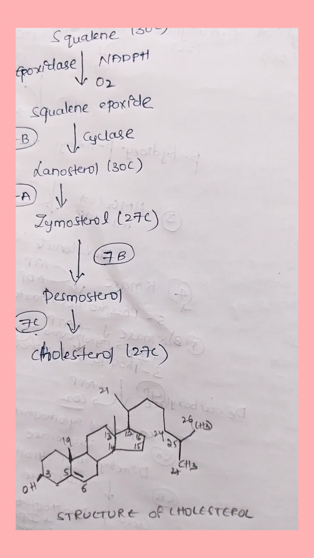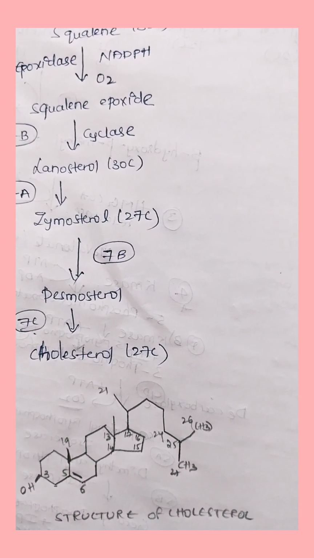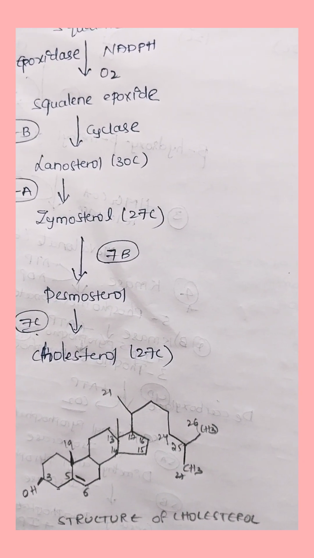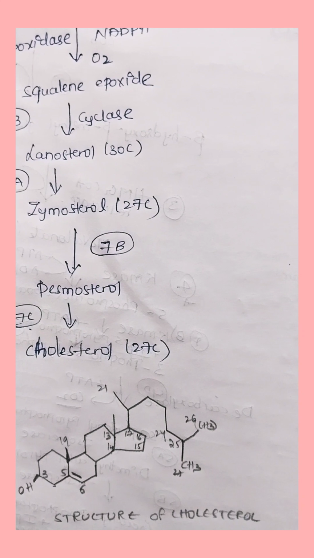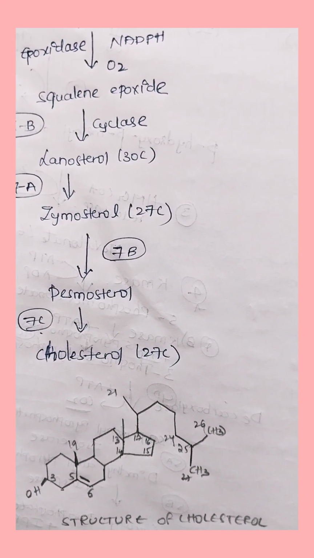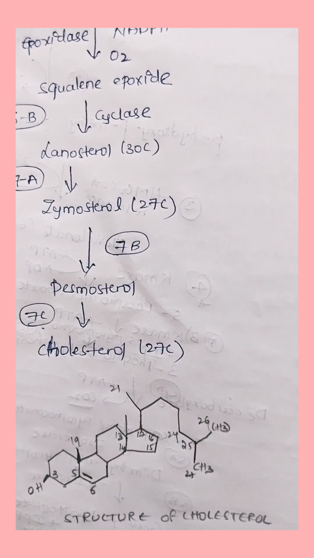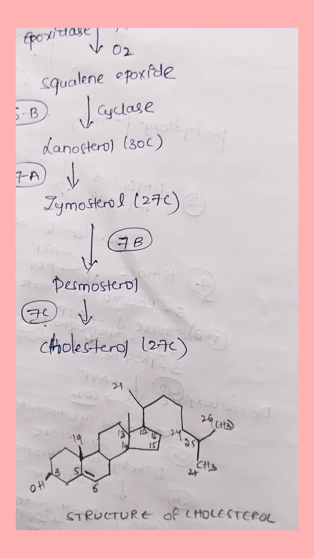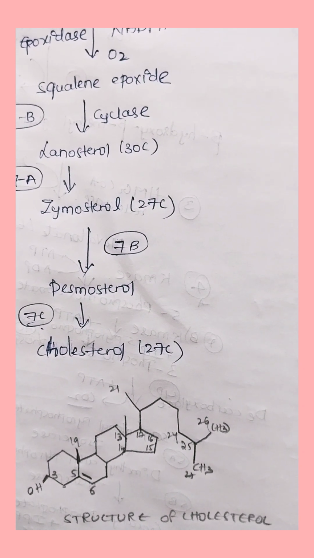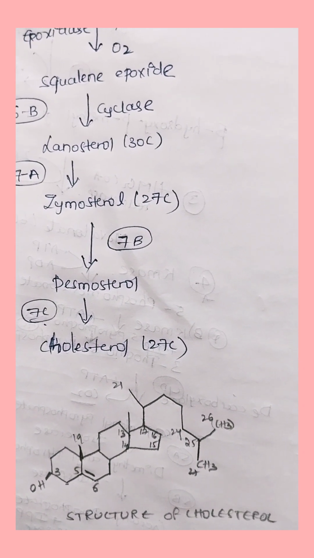Okay, this is a cholesterol structure, guys. They will keep it as a spotter, and they will ask about the nucleus, what this nucleus is called, and they will even ask where the position of the double bond is situated, like that. From the fifth to sixth position there is one double bond, and at the third position there is a hydroxyl group.